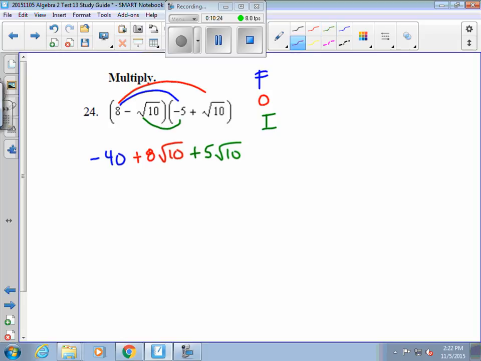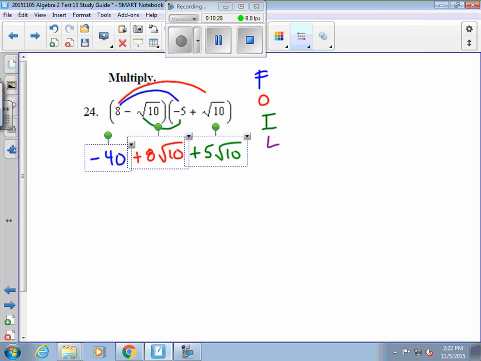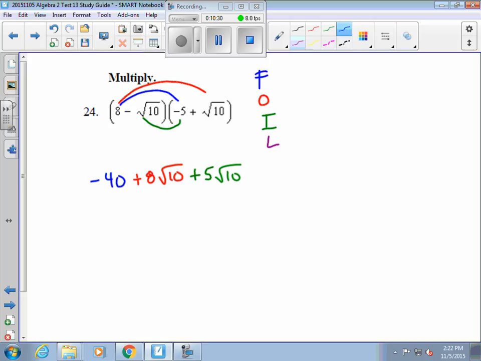Then L are your last terms. Let's move all of this down. L are your last terms. Negative square root of 10 times positive square root of 10 will be negative, because a positive times a negative is a negative. Square root of 10 times the square root of 10 is the square root of 100, which is simply negative 10. And that's going back to that shortcut I showed just a second ago.